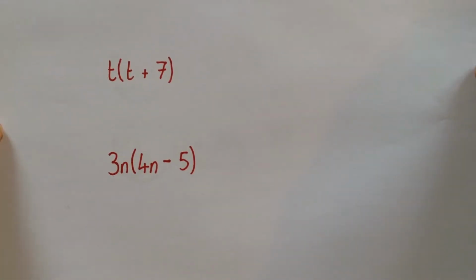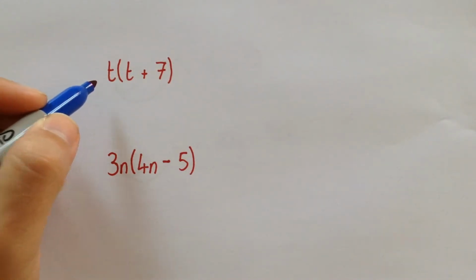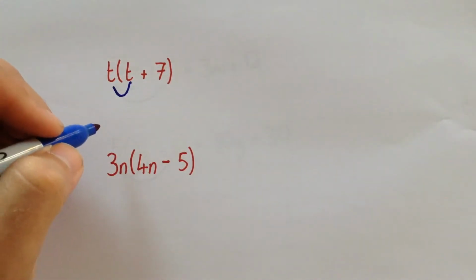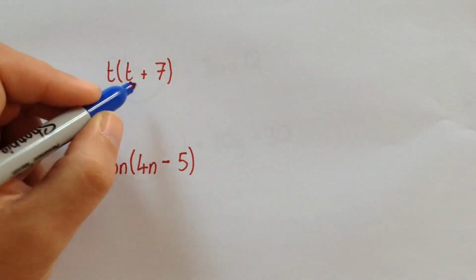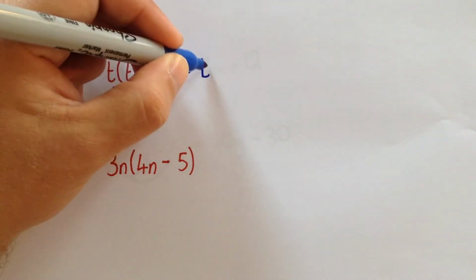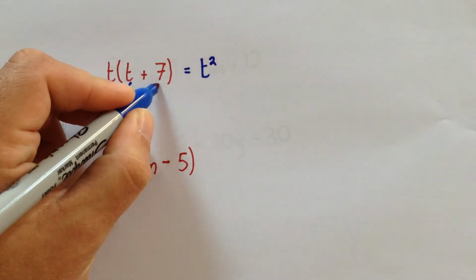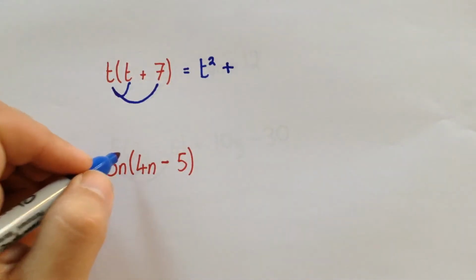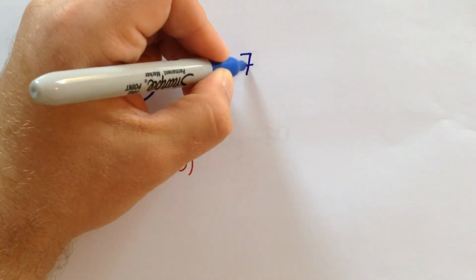In the next example, we've now got a letter on the outside of the bracket. Again, the technique does not change. So here we have got t times t. Now, because we are multiplying the same letter by itself, when you multiply anything by itself, it gives us a squared. So t times t is t squared. We've then got t multiplied by positive 7, so it's plus, and remember the number always comes first when you're multiplying a number and a letter, so it would be 7t.